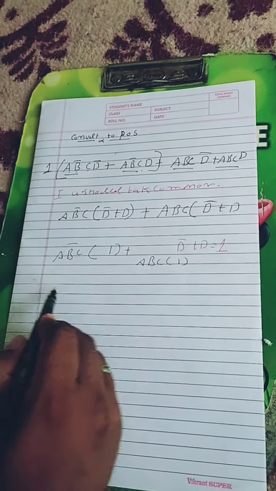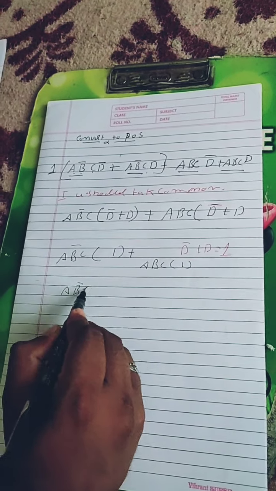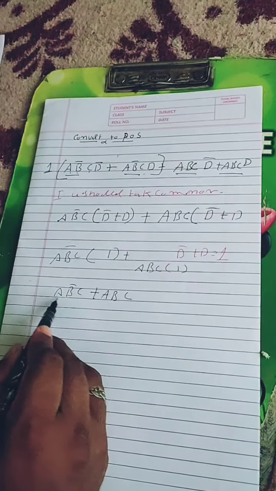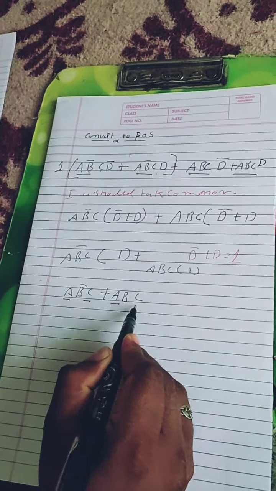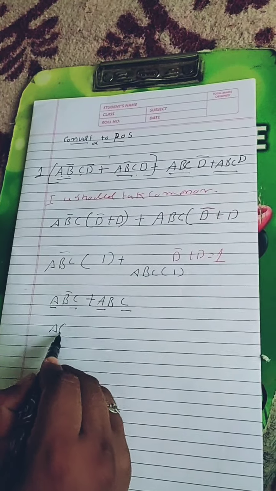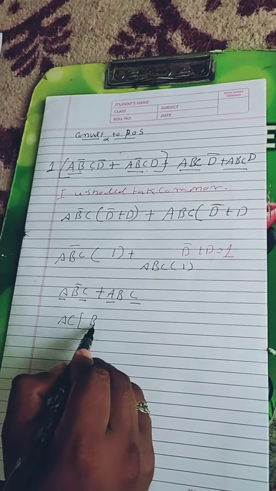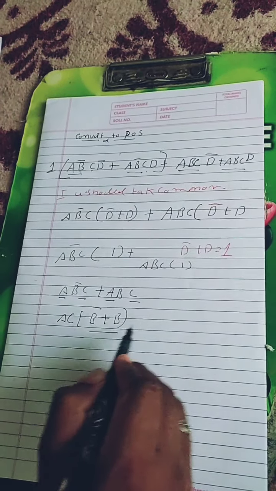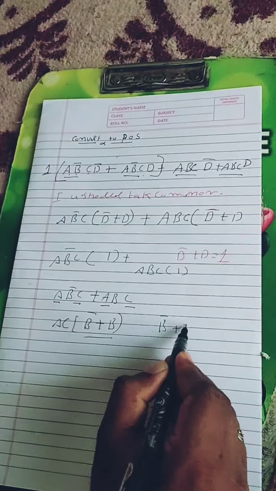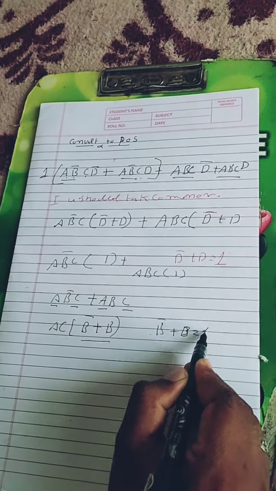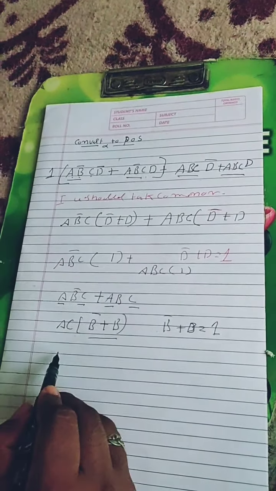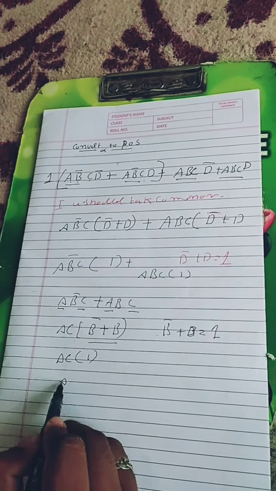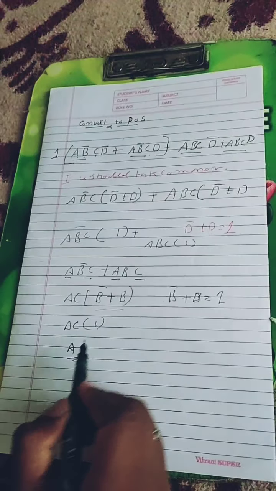So now what does it become? A b bar c plus a b c. So here what is common? AC and AC. So AC common out, it is B bar plus B. So B bar plus B is equal to 1. So what will happen now? AC into 1, which is equal to AC. So this is how you are going to solve.